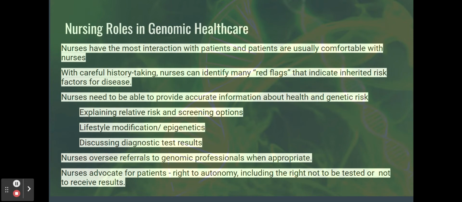Nurses need to be able to provide accurate information about health and genetic risk. This is important. You might be the first person that somebody encounters in your healthcare setting who takes this history. It's up to you to be able to explain intelligently the person's risk factors, what their screening options are, how they can modify their lifestyle.